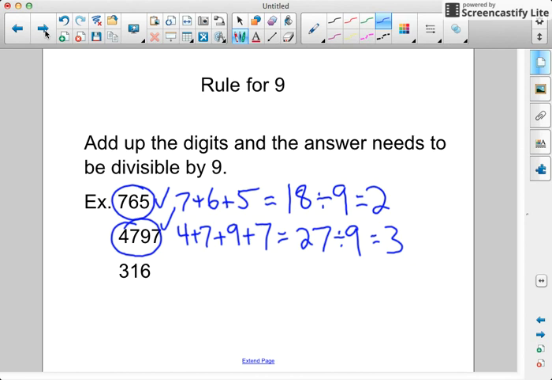Okay, one more example here. 316, if I went 3 plus 1 plus 6, okay, that would give me 10. Can 10 be divided by 9 evenly? Well, it cannot. Okay, so the number 316 you also cannot divide by 9. So that's the rule for 9.